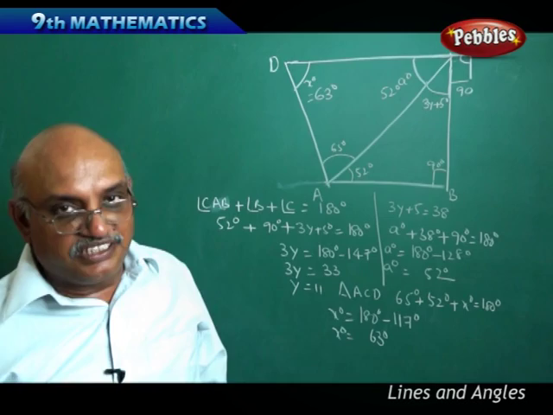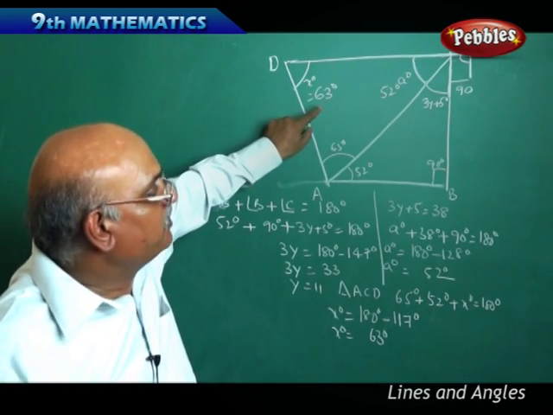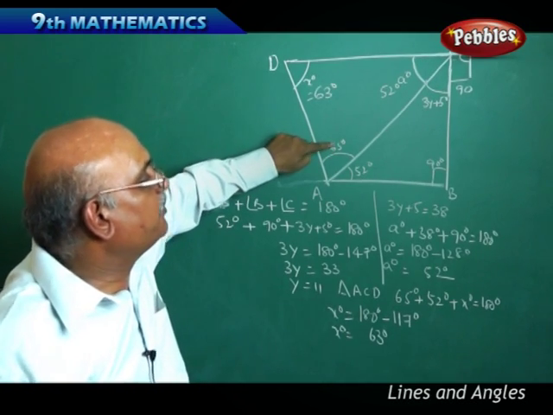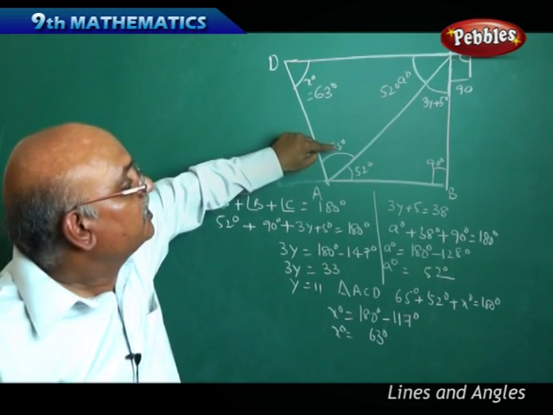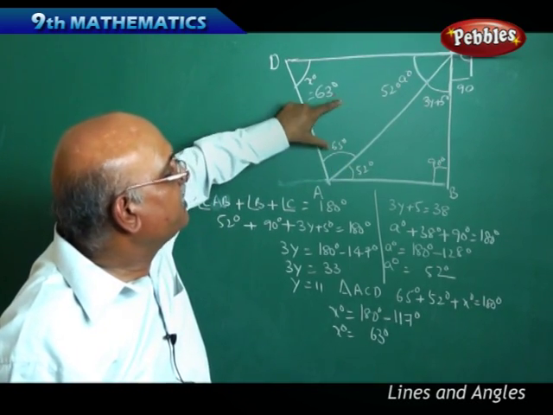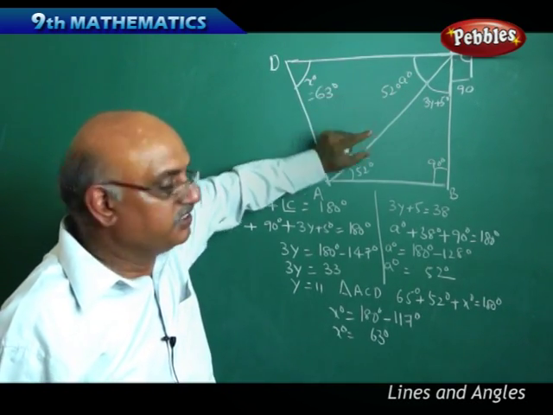What is the difference between the previous problem and this problem? In this problem, he specified this angle, but in the earlier problem, he didn't specify that. That's why we have taken both the angles like this. That is the major difference between the previous problem and this one.